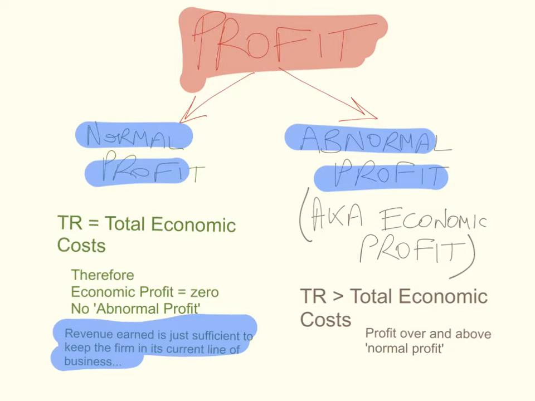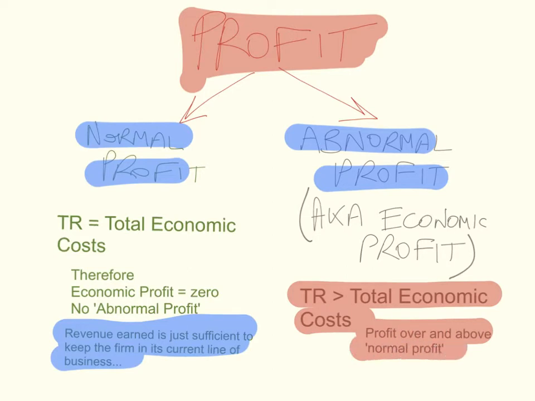Abnormal profit is what we know as economic profit. Abnormal profit happens when the total revenue exceeds the total economic costs. This is profit over and above normal profit.